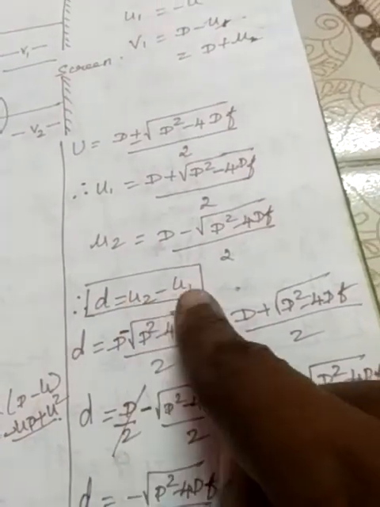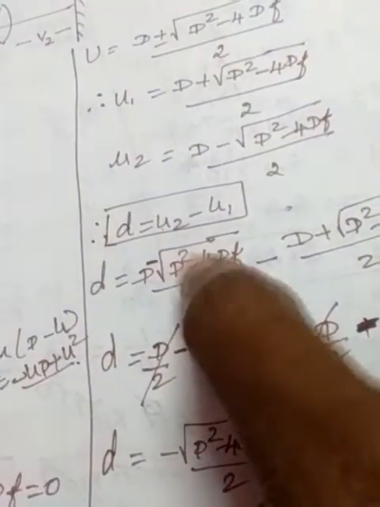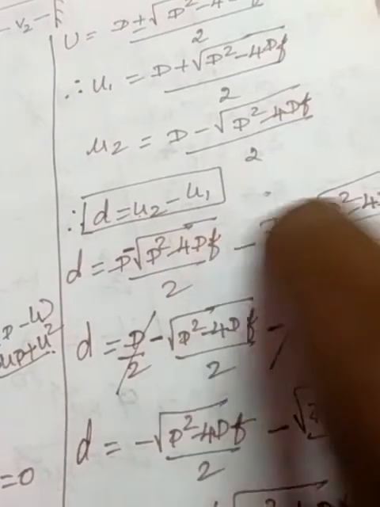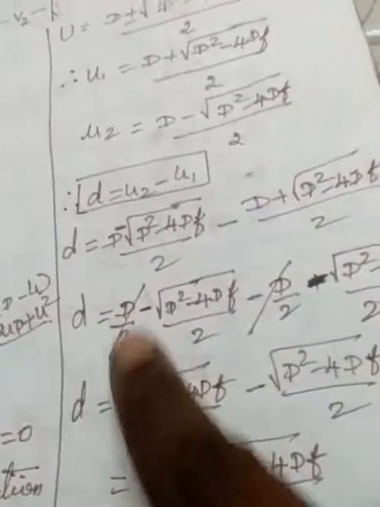So I have substituted these u2 and u1 values here, correct? Minus d plus root of d square minus 4 df. So next what we are taking: the d minus root of d square minus 4 df by 2, whole by 2. So I have split that, d by 2 minus root of something, right?